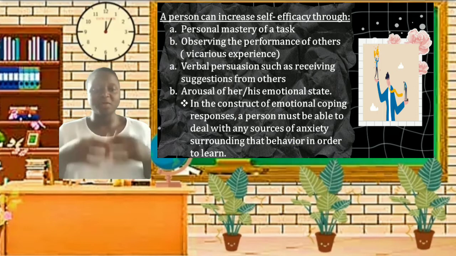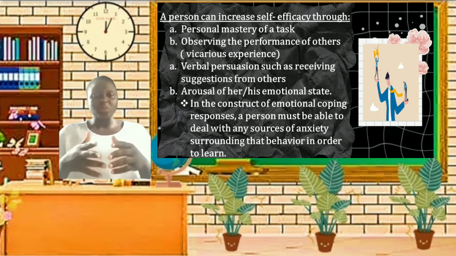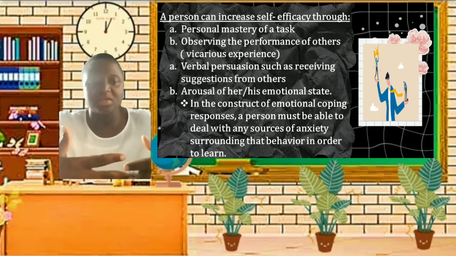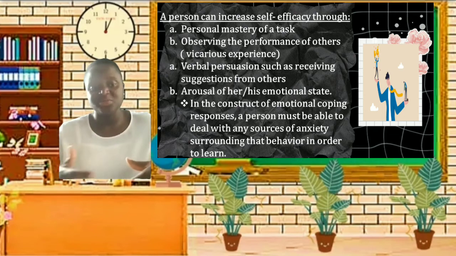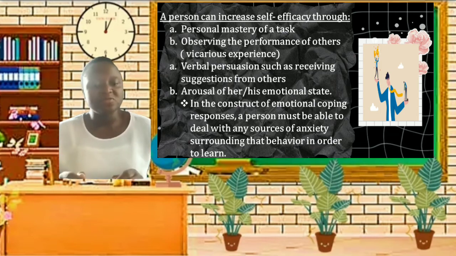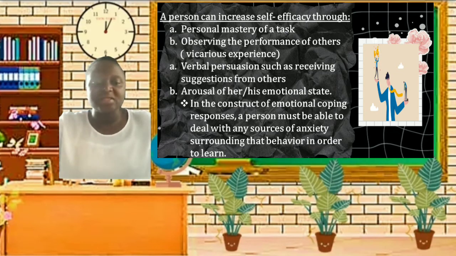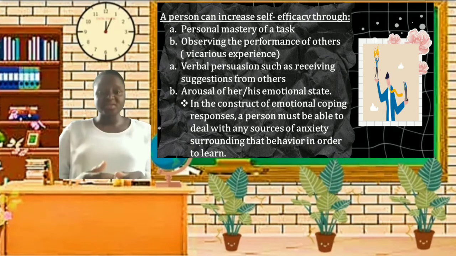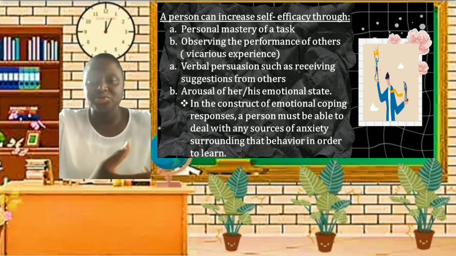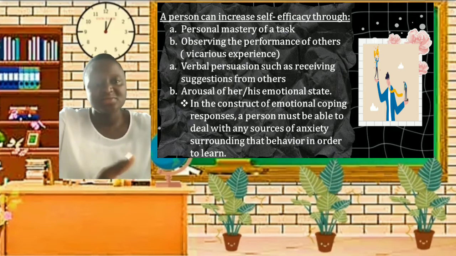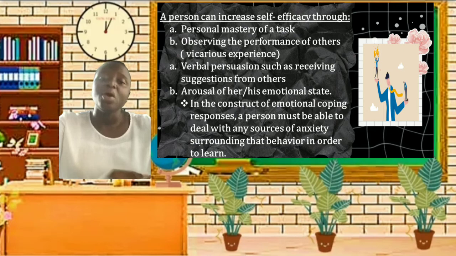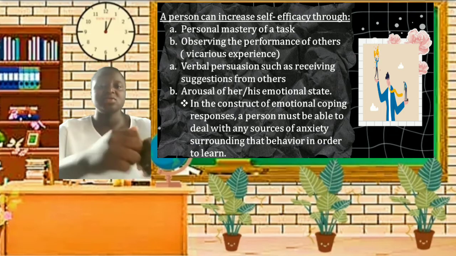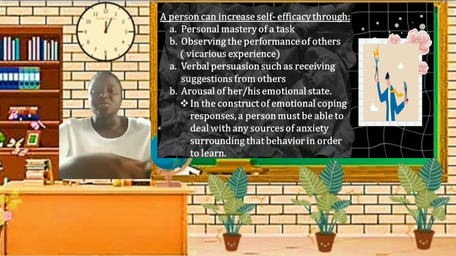In construction of emotional coping response, a person must be able to deal with any source of anxiety surrounding that behavior. In order to learn, we have to make sure we learn how to regulate our negative emotion. Reaction to stress. Most times we transfer aggression like getting angry, sadness, fear, etc. All these contribute to our negative emotion, which affect our daily activities. We should learn how to control ourselves.